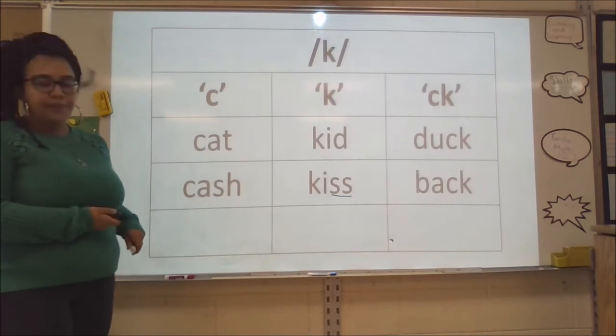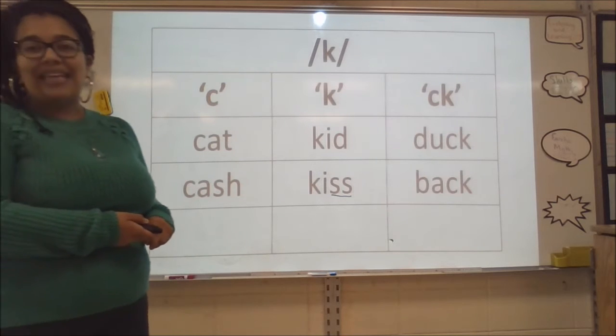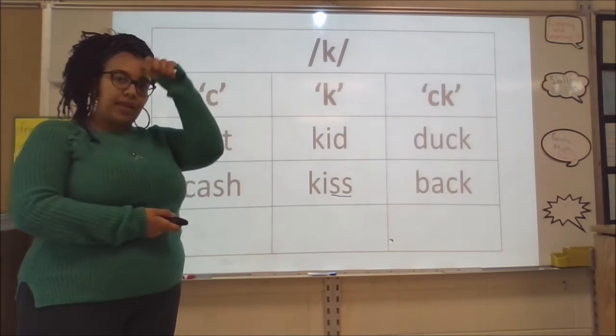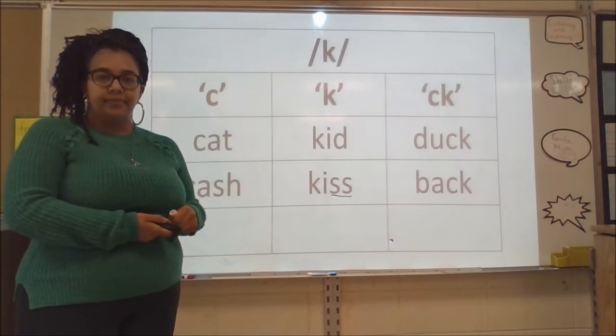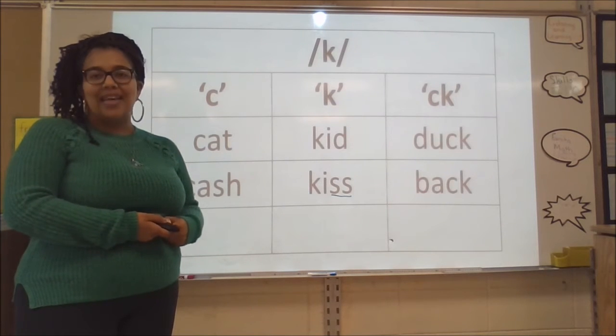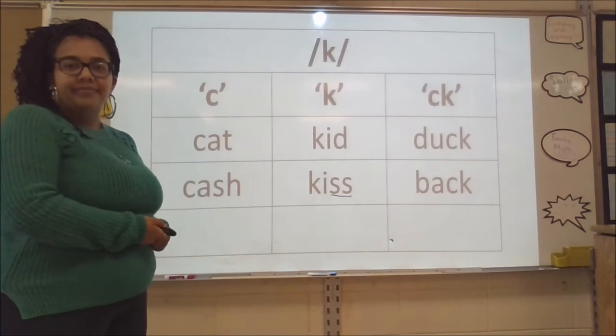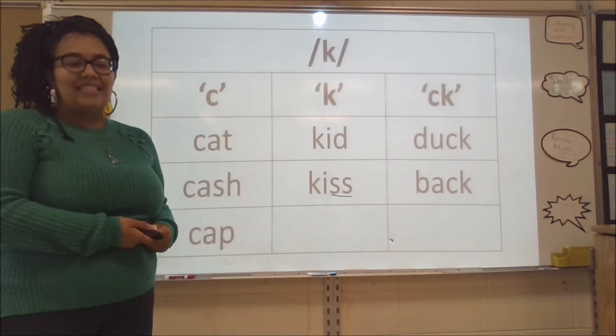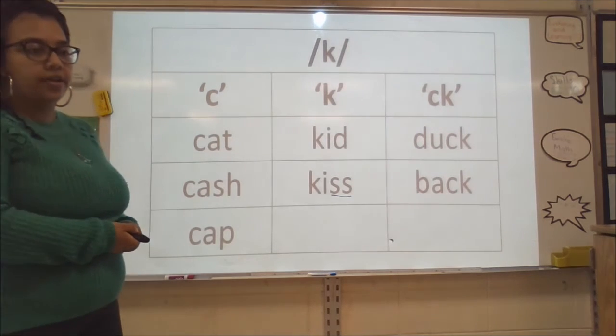Alright, just a couple more. How about cap? Cap, like you'd wear on your head. Cap. What spelling do we use for the word cap? That's a C spelling. Great job.